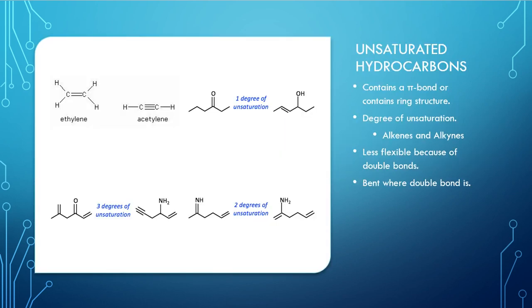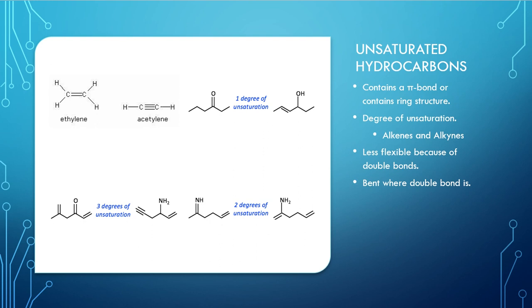So our unsaturated hydrocarbons are ones that contain a pi bond or have a ring structure. They're called unsaturated because the pi bonds create a potential for them to have more hydrogens if they had no pi bonds. These unsaturated hydrocarbons also have a degree of unsaturation, which is the number of pi bonds the hydrocarbon has. So an alkene has one or more double bonds, and an alkyne has one or more triple bonds. And these bonds reduce the flexibility of the hydrocarbon, and therefore they are less flexible than their saturated hydrocarbon kin.